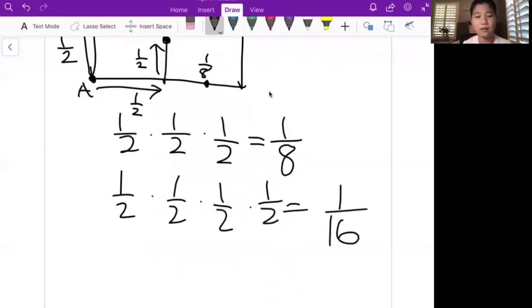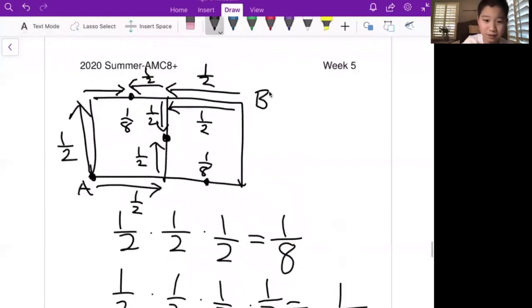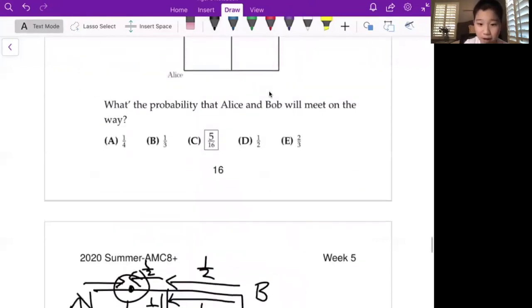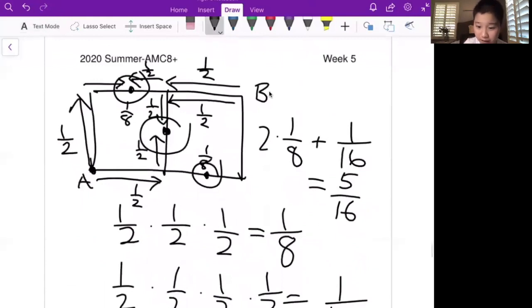1/16. So we've got 2 vertices or 2 meeting spots that have a probability 1/8. When we multiply that by 2, then there's 1 meeting spot that has a probability of 1/16. So if you evaluate this, this becomes 5/16. So that is the probability that they'll meet.